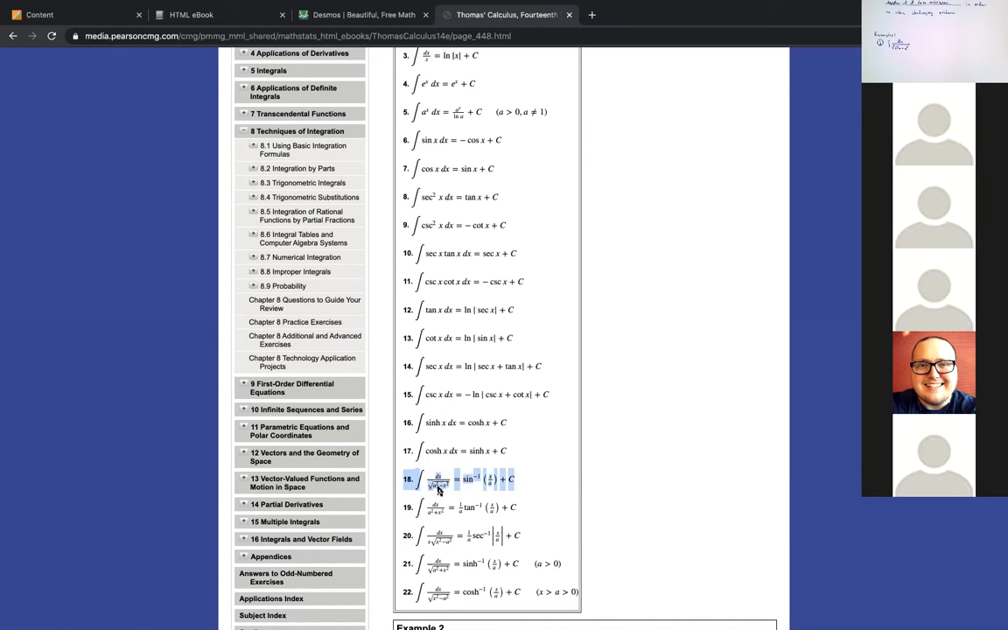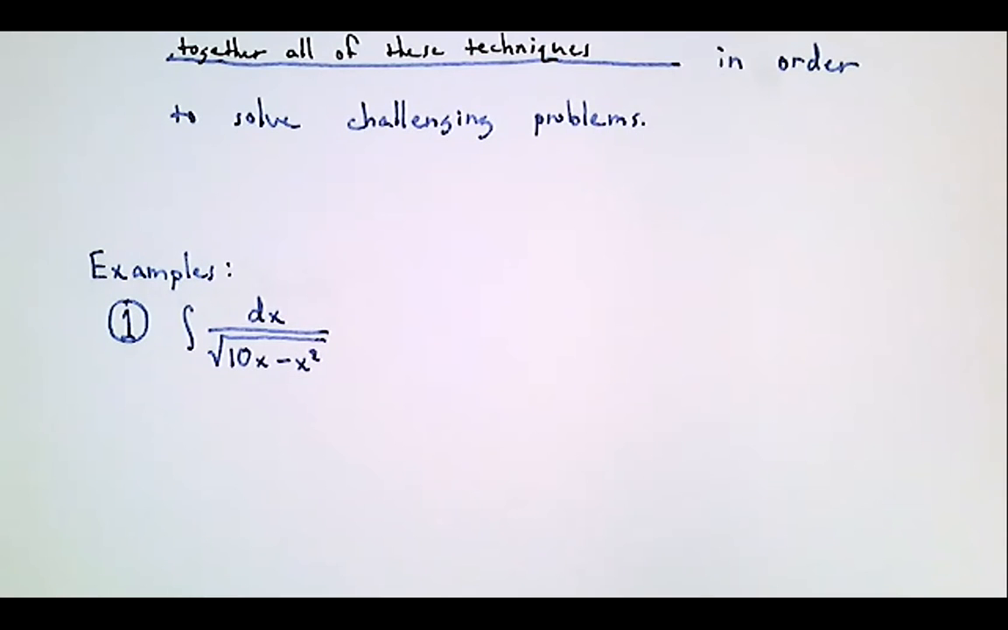So we have a square root and then some sort of quadratic underneath the square root. But there's an issue. Our problem doesn't match up with this formula. We can see there's a constant squared, the a squared minus an x squared, which is a function. And in order to get our problem to match up with that formula, we'll have to complete the square on this one.